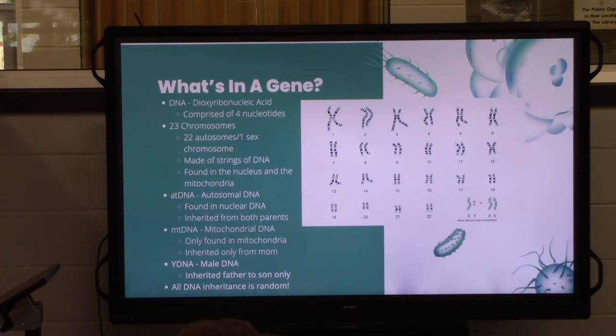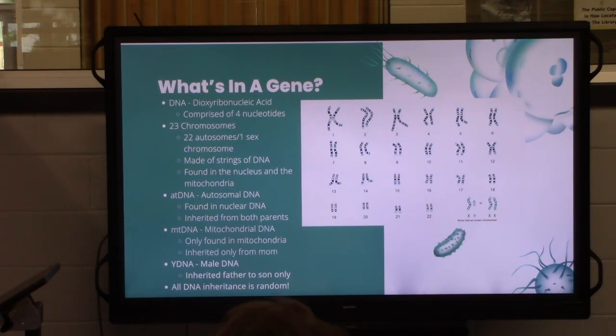So that's pretty important. But then we've got the mtDNA, that's mitochondrial. You get that from mom, and that's kind of special, and we're going to talk about why here in just a minute. Y-DNA, aka male DNA, right, only passes from father to son on the Y chromosome. So only men are going to have this.